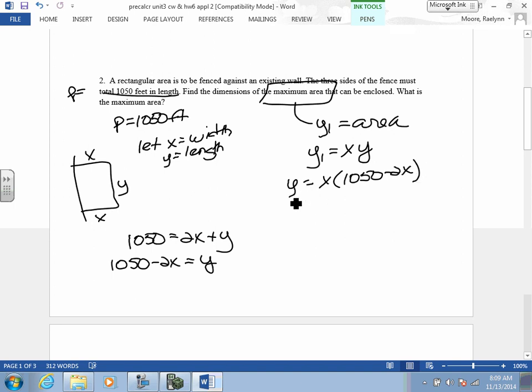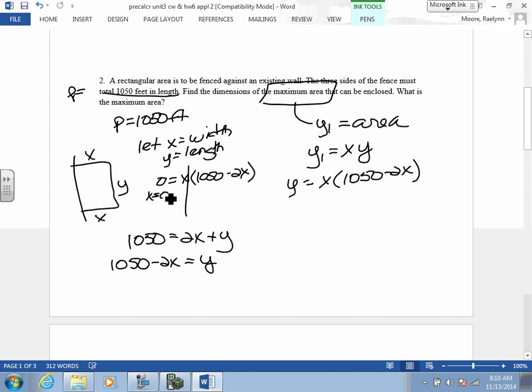Now, here's another trick to find your domain, to find where your x's are. This is a parabola. Which way is it opening? Just distribute the x. Down. It's going to open down because we want to maximize, right? When it hits the x-axis, our y is 0, right? So doesn't that give me my x that I need from here to here? So if I set this equal to 0, I should be able to find my domain for x.